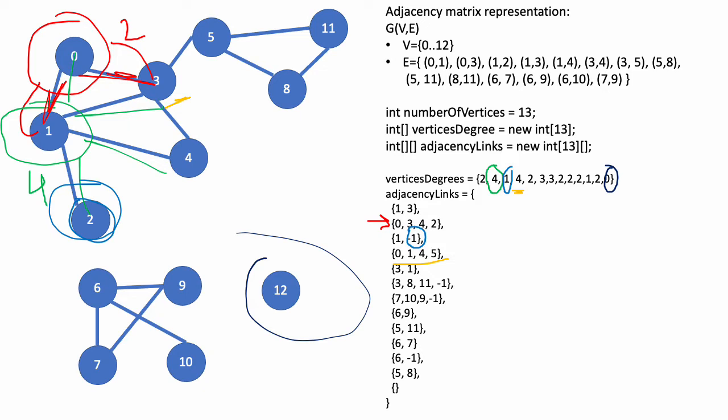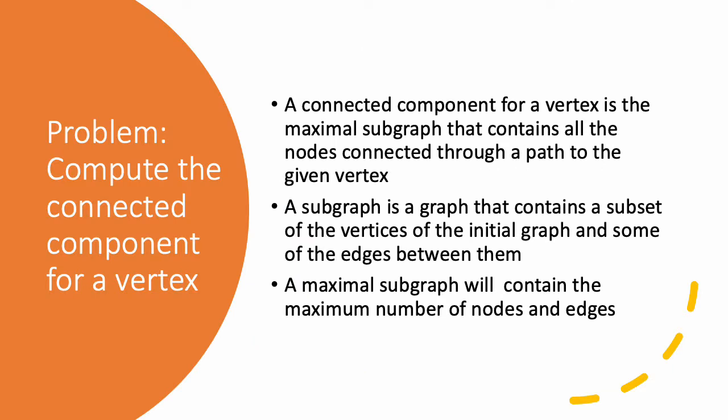So this is just to remind you of the representation and how these are stored. Now, today we'll do something else. Today we'll look to compute the connected components for a given vertex. And the connected component is defined as a maximal subgraph that contains all the nodes connected through a path to the given vertex. So I will try starting from a vertex to see how many other nodes I can reach, and I will take all these as my connected component.